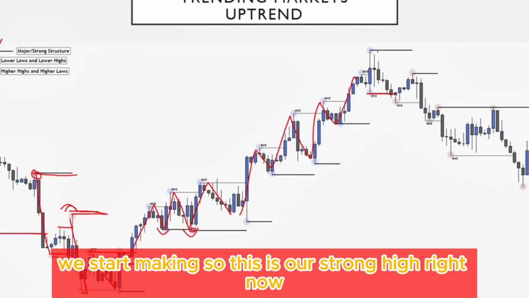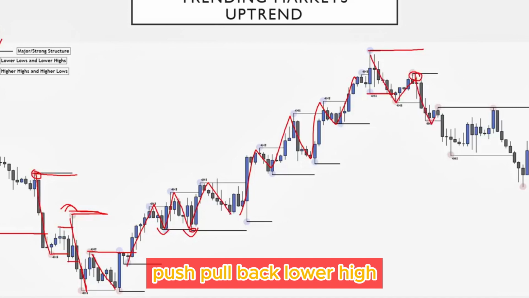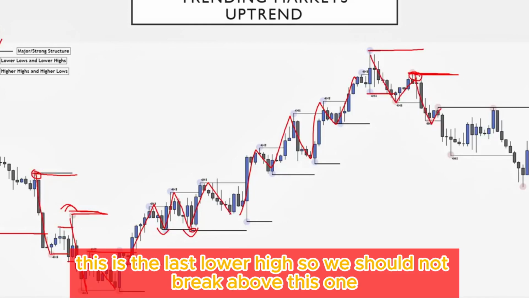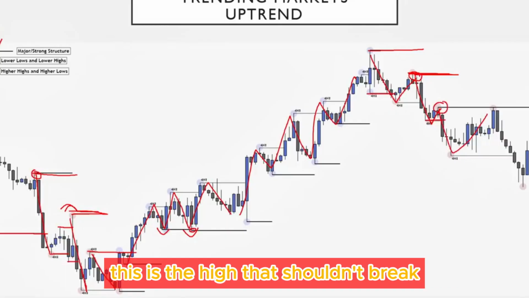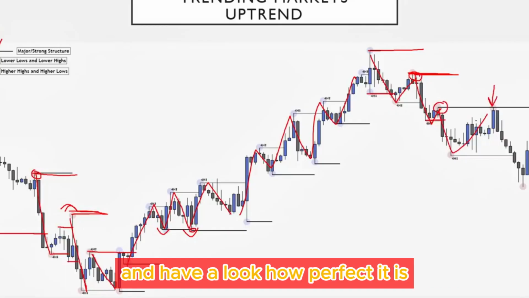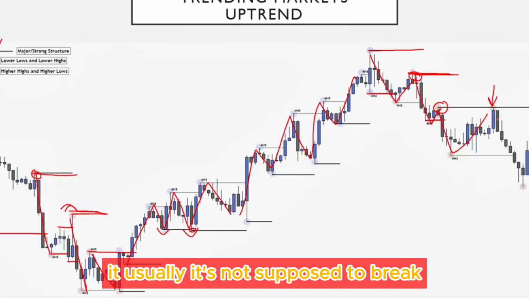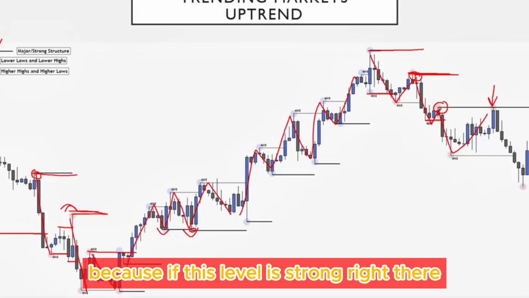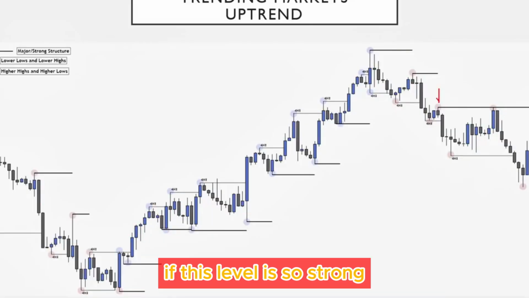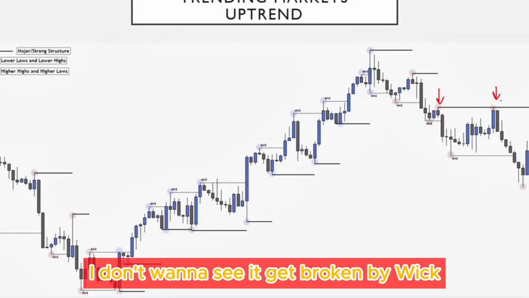And as it shifts, we start making. So this is our strong high right now. Push, pull back, lower high. Push, pull back. This is the last lower high. So we should not break above this one, but we should break the low. Push, pull back. This is the high that shouldn't break, and have a look how perfect it is. It's not supposed to break, and this is why I take wicks as breaks, because if this level is so strong right there, I don't want to see it get broken by a wick.